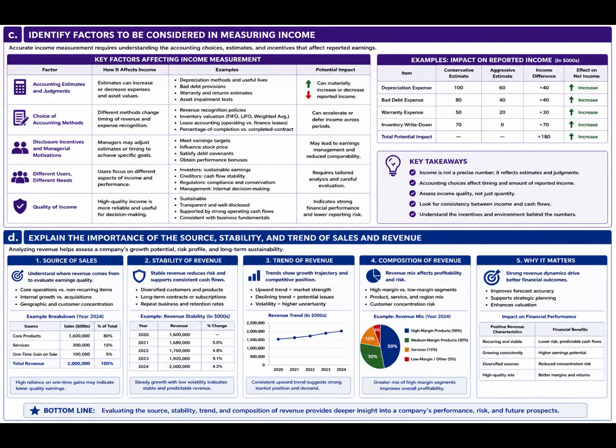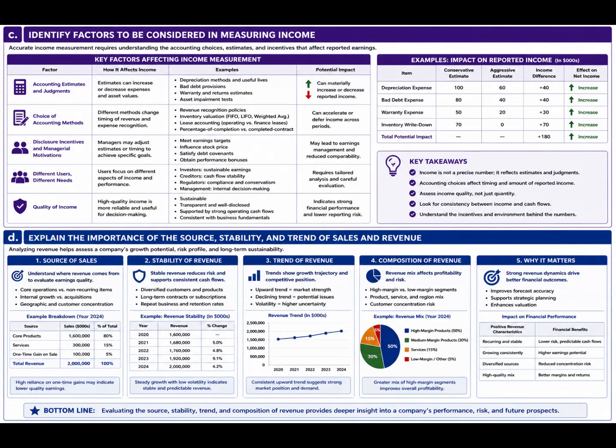Revenue recognition policies, inventory valuation methods, and lease accounting treatments may accelerate or defer income. Disclosure incentives and managerial motivations influence reporting. Managers may engage in earnings management to meet targets, influence stock price, or satisfy debt covenants.